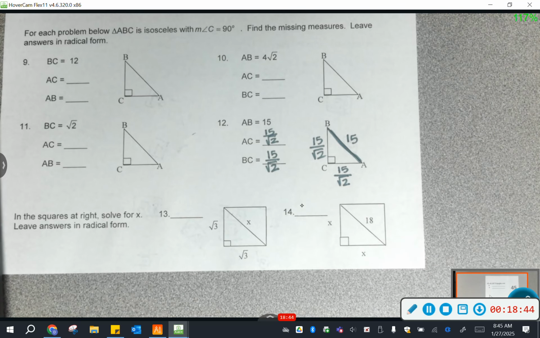What other problem here has a pretty number on my diagonal? 14. So what is that one going to look like? 14 square root of 2. No, 18. Oh. Yeah. Oh, sorry.